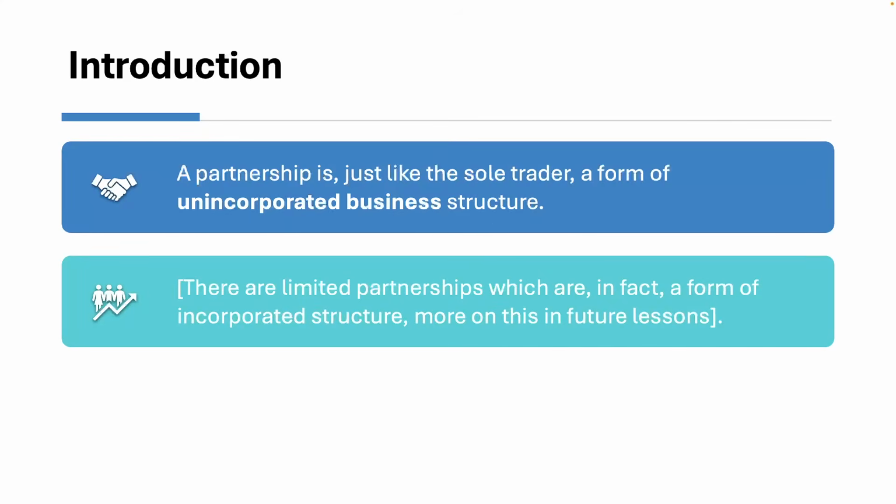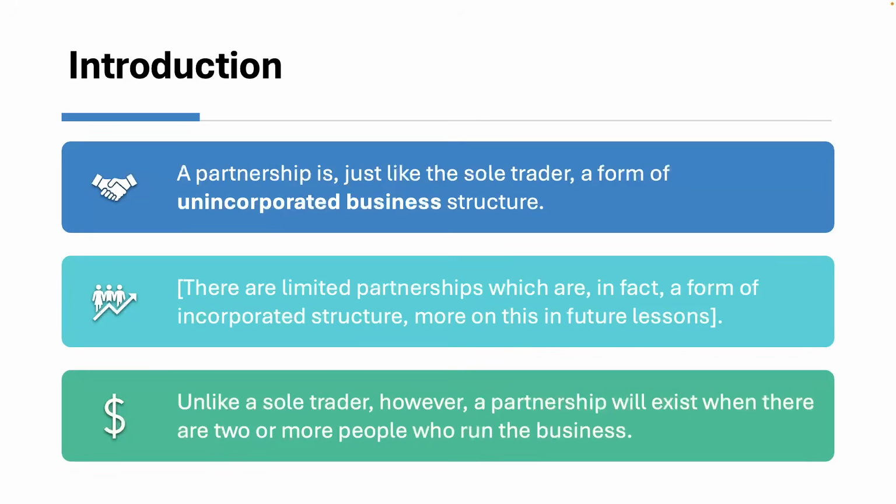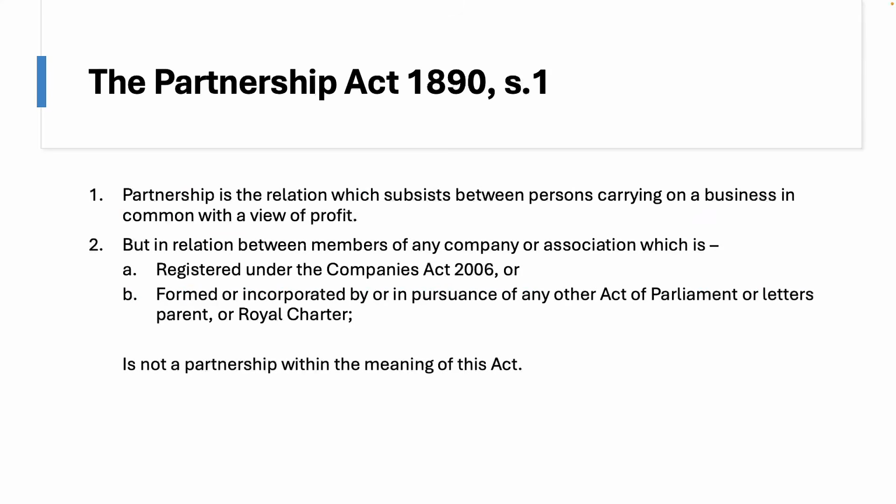future video. So fundamentally then, unlike the sole trader, however, there is a distinction, and that distinction involves the fact that a partnership will exist when there are two or more people who run the business. A sole trader, as the name suggests, involves a certain sense of oneness, a certain sense of unitary business operations. You are a sole trader. That does not necessarily mean that you can't take on employees and run a business with other people, but the idea of a partnership is where there are two or more people who come together with the common view to carrying out business operations. And we can see this with the legislation itself.